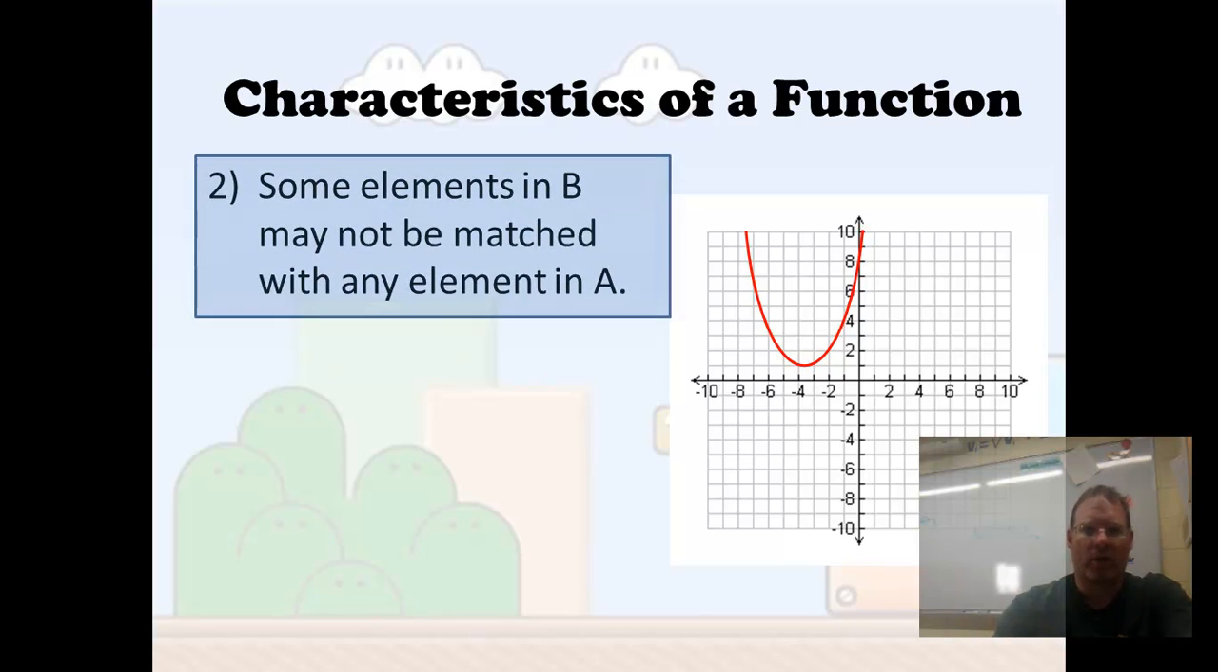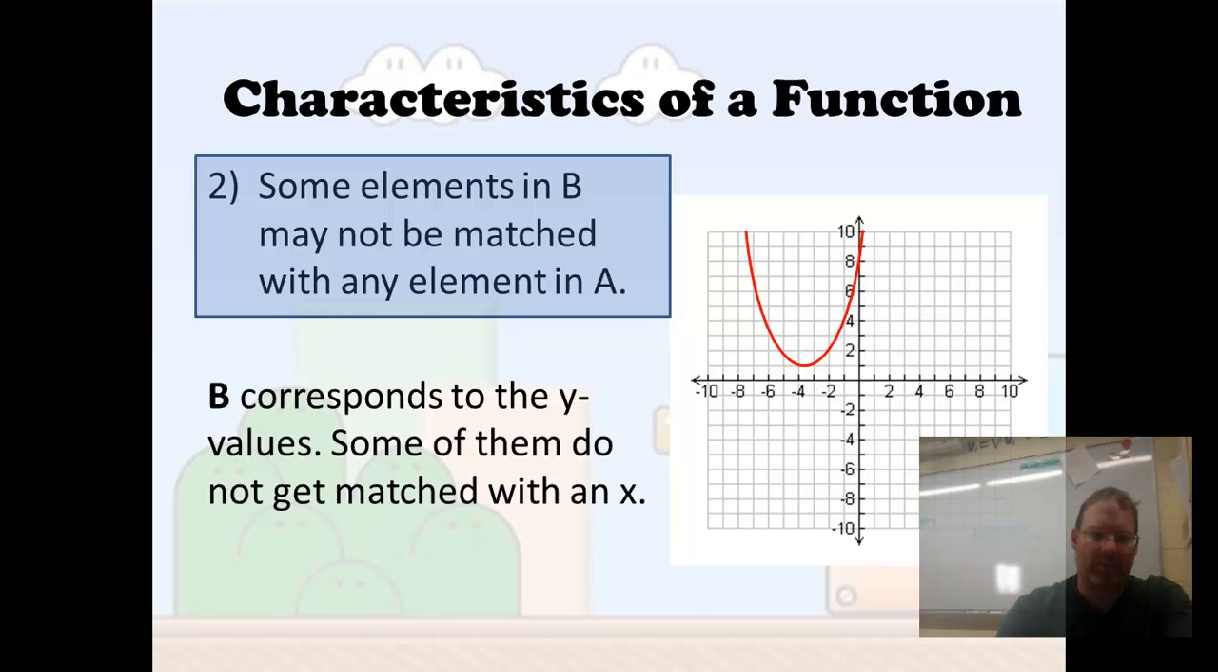Characteristic number 2, some elements in B, some y's, may not be matched with any element in A, may not be matched with an x. If you take a look there, there's a whole bunch of them right there that do not have a match. Those y values do not have a match in x, which is perfectly fine. All the x's must be assigned to y, but not all the y's may be.